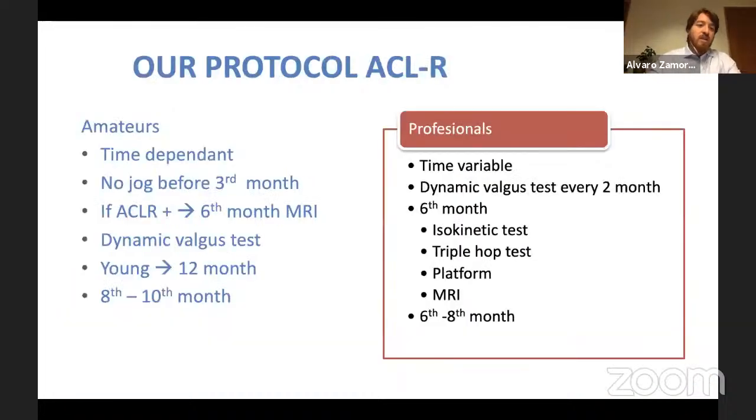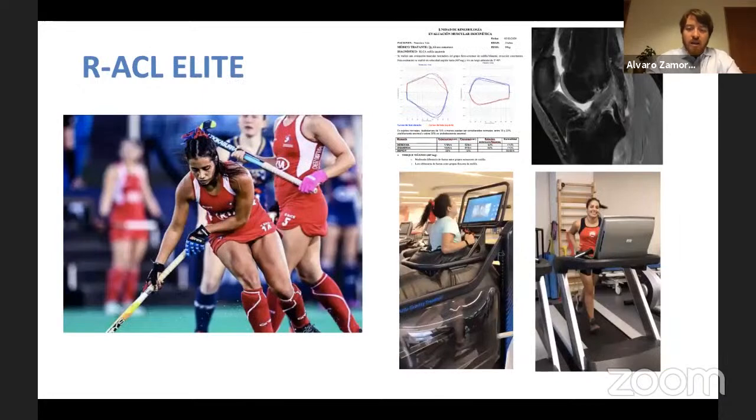Our protocol in amateurs is time independent, with no jogging before the third month. If we have an ACL plus maybe a meniscal injury or something like that, 6 months with MRI and a dynamic valgus test in all patients; in a young patient maybe 12 months, and regularly for us it is 8 to 10 months. In professionals, it's time variable, with a dynamic valgus test every 2 months. At the 6 month mark, isokinetic test, triple hop test, and platform MRI, and maybe we are closing in on 6 months. This is one of the Chilean hockey selection girls. She tore her ACL and she completed all the tests that I told you.